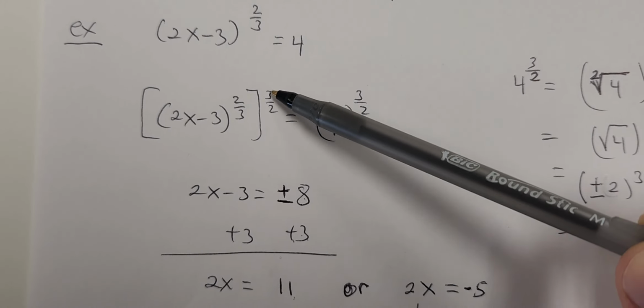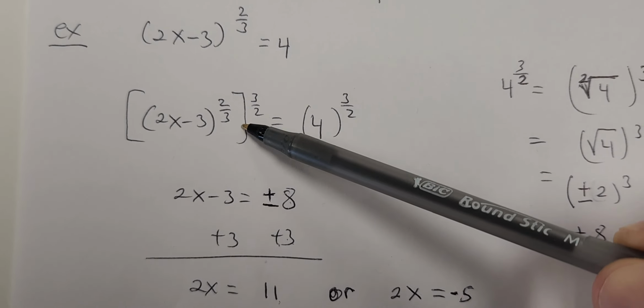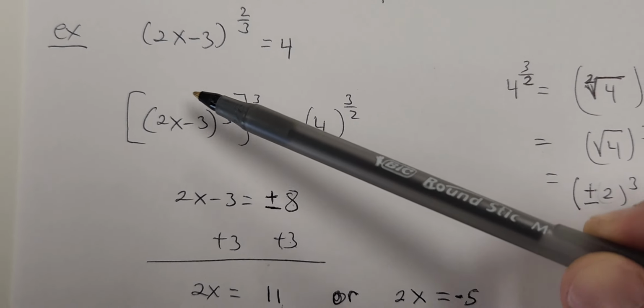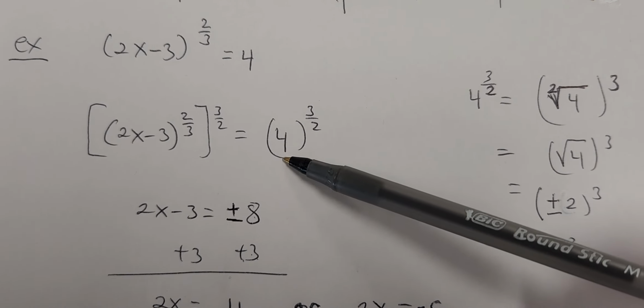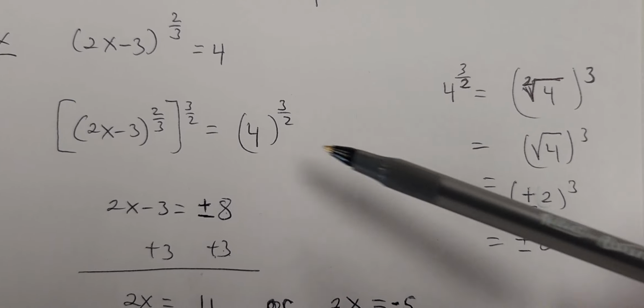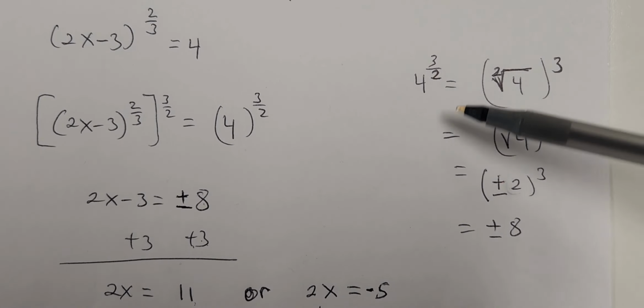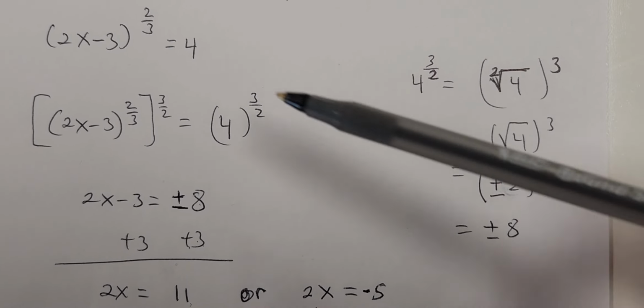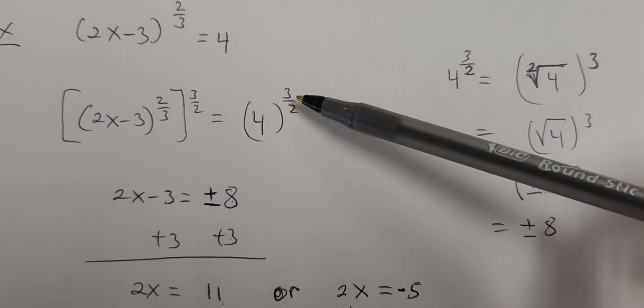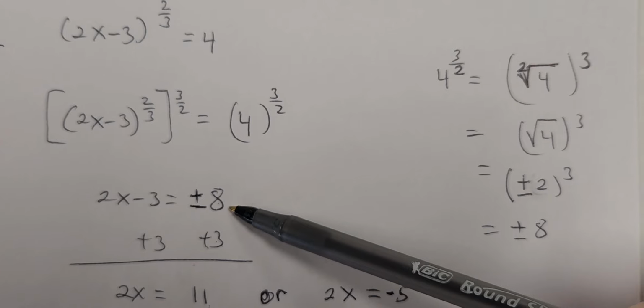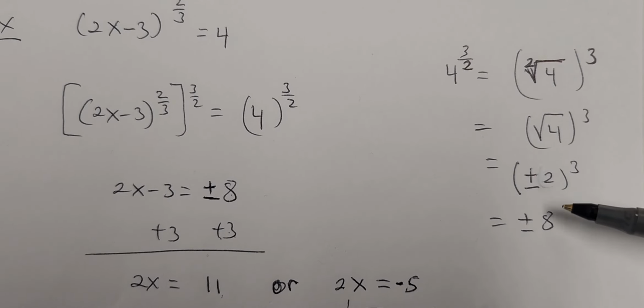This part right here where I am circling, they will go away, disappear, and then all I have left is just 2x minus 3. Now 4 to the 3/2, I'm going to work on the side right here. Here's the work on the side. So how does 4 to the 3/2 become 8? Okay, so here's the work on the side.